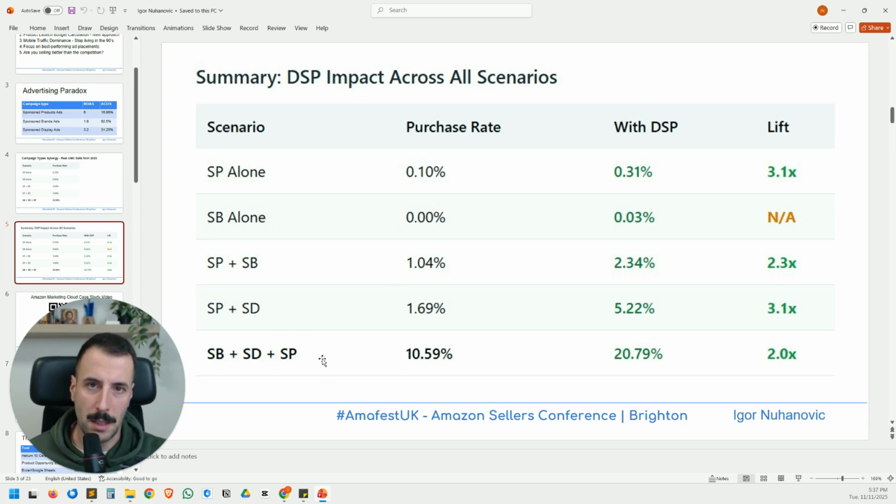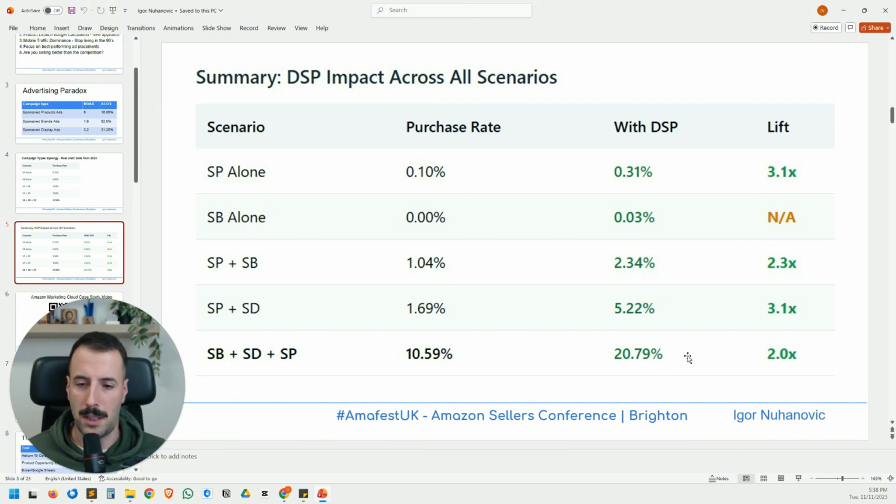Lastly, all three campaign types from sponsored ads combined with DSP, this is the purchase rate when people saw all three campaign types combined with DSP. And this is the purchase rate that we've seen when we combined DSP with all these three campaign types. So you see the change. So 10.59 went to 20.79.